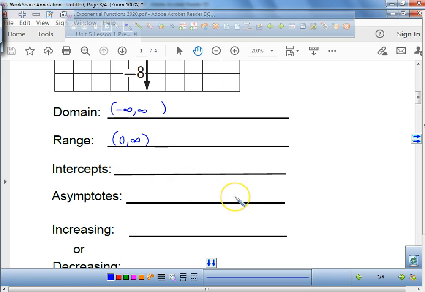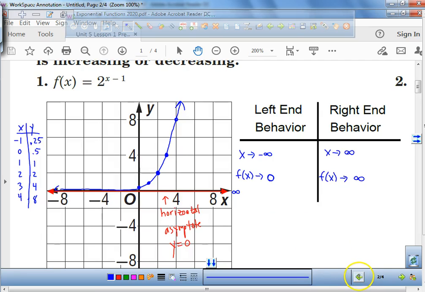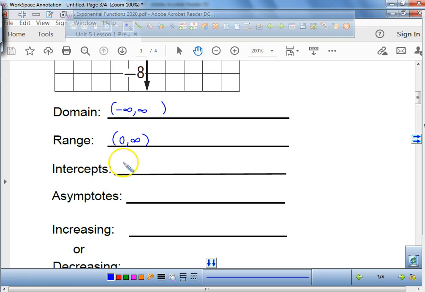Intercepts. What is the only intercept that it has? Does it have an x-intercept? No. Does it have a y-intercept? Could you guys see this table right here? Do you see that y-intercept? Where is our y-intercept located? So what I want you to do right here, it's got a y-intercept, put y-intercept at 0, comma, a half. That's the y-intercept. And there is no x-intercepts. You put no x-intercept. Asymptotes. Does it have an asymptote?